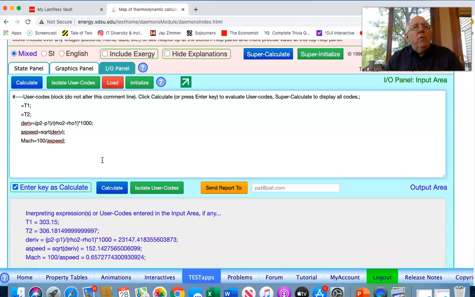And again, that was using a finite difference approximation for the definition of the acoustic speed, which is the square root of the change in pressure with respect to the change in density in an isentropic fashion. And so the answer to this problem is 0.65. The refrigerant is flowing at the exit of a nozzle, and in this particular case, we see that it's subsonic at this particular condition.